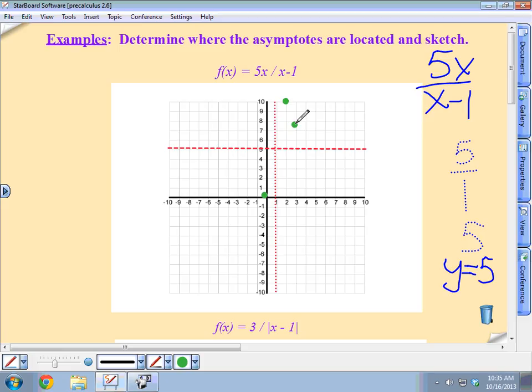It's only one graph, but it's not going to touch the asymptotes. It's going to be two parts. The one is going to go like this, and the other is going to be like this.